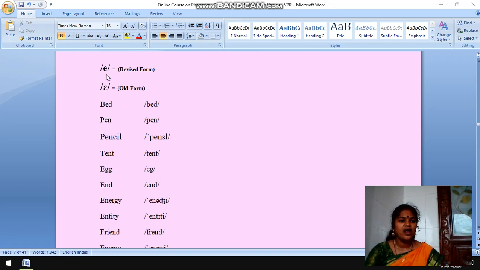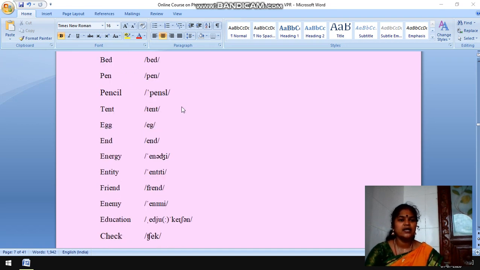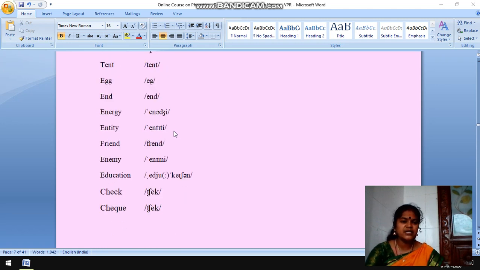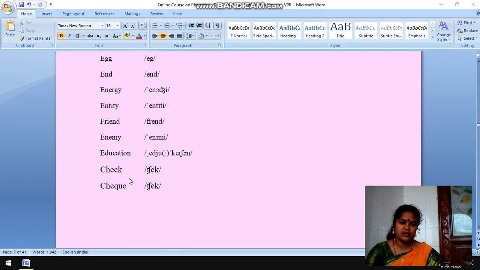Look at this. This is the old form, and this is the revised form, as we write normally. Then the sound as in bet, pen, pencil, tent, egg, end, energy, entity, friend, enemy, sorry, education, check.